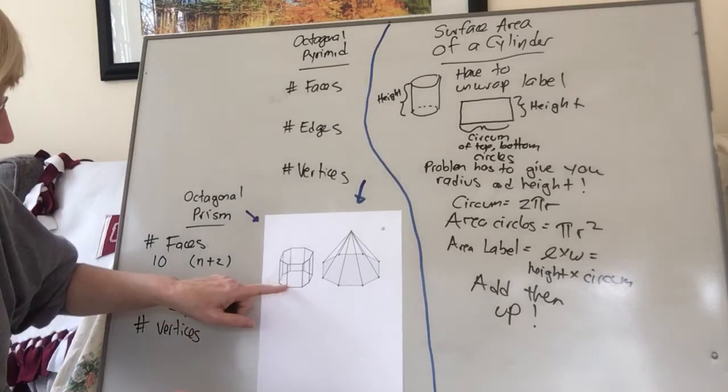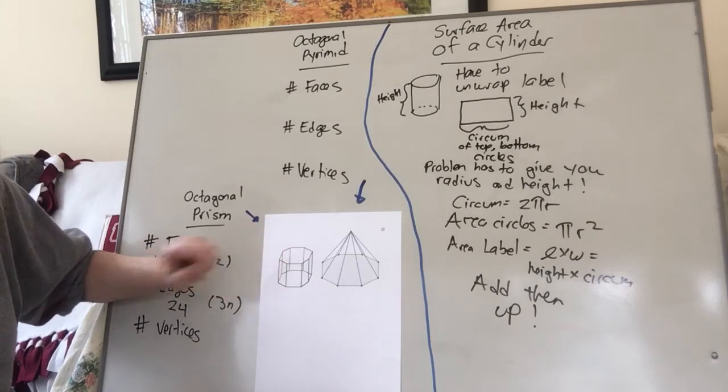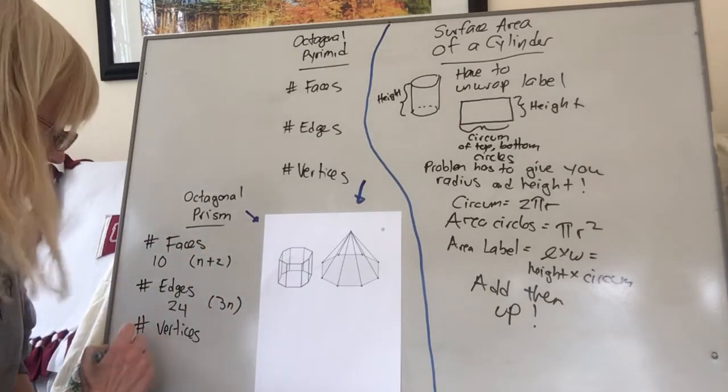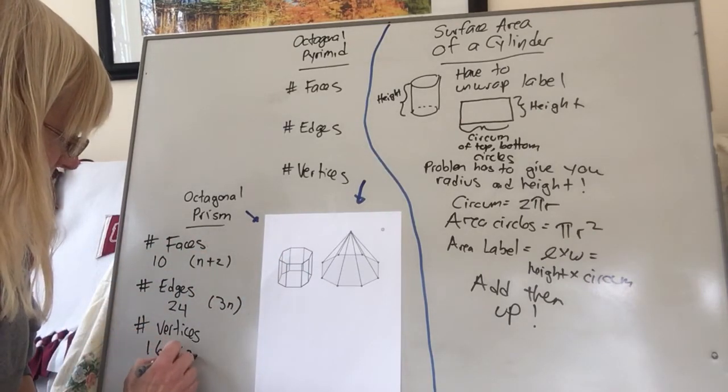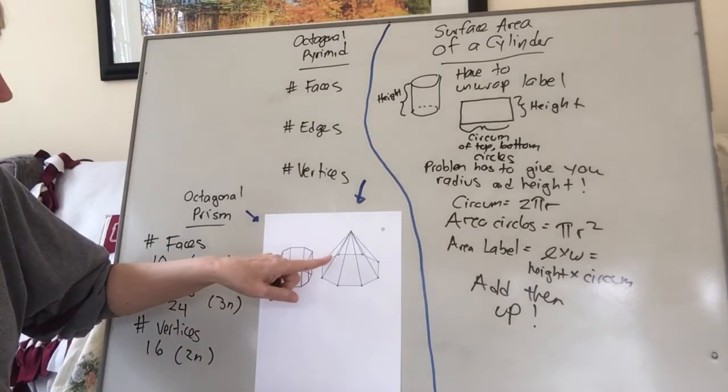Vertices. Okay, how many vertices are there? Let's see. I think there's 8 around the bottom and 8 around the top. So 8 plus 8, I think that's 16. And the formula for that is 2n. So that makes sense too, because 2 times 8. Okay, let's move on to the pyramid.